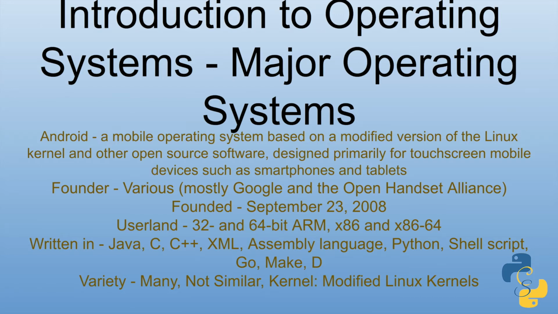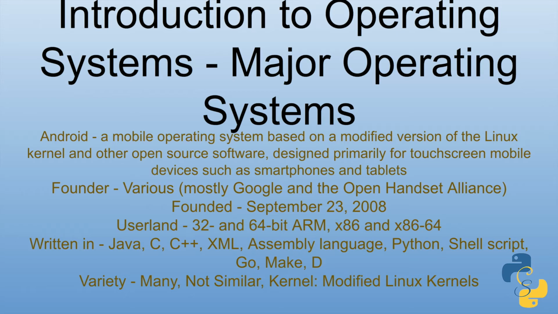Android is a mobile operating system based on a modified version of the Linux kernel and other open source software, designed primarily for touchscreen mobile devices such as smartphones and tablets. So the founders are various, but they are mostly Google and the Open Handset Alliance. So all you really need to know is that Android was formed by Google because almost all of Android is owned by Google and was created by Google. Open Handset Alliance really doesn't have much more than financial contributions. So it was founded on September 23rd, 2008, which is interesting because that is actually after iOS was formed, which is very, very special because Google has a knack for forming things before other people do.